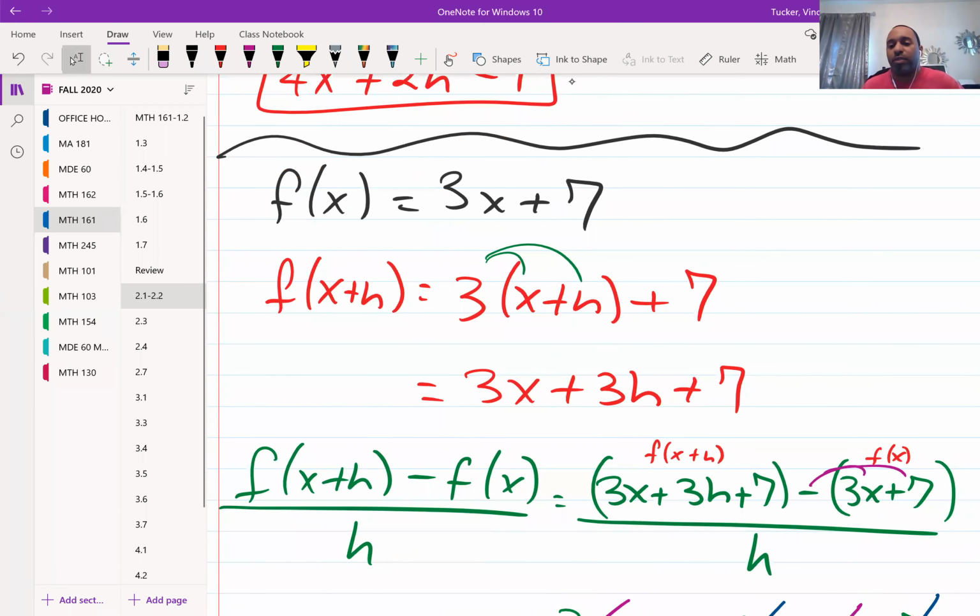Then plug it into the difference quotient formula. 3x plus 3h plus 7 minus 3x plus 7. And don't forget to distribute that negative.